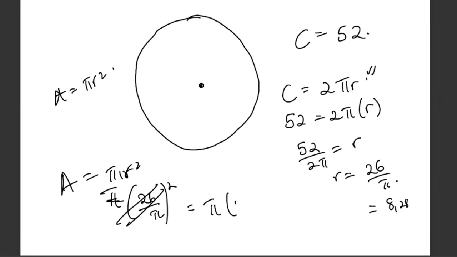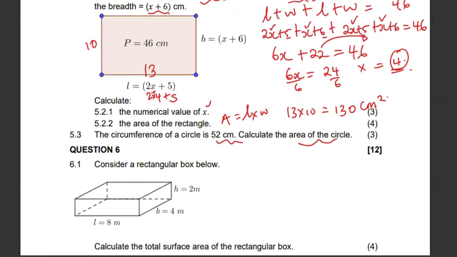So pi multiplied by 8.28 squared. Punch that into the calculator. Okay, that gives me 215.38, that is centimeters squared. So that's what the question was technically looking for.